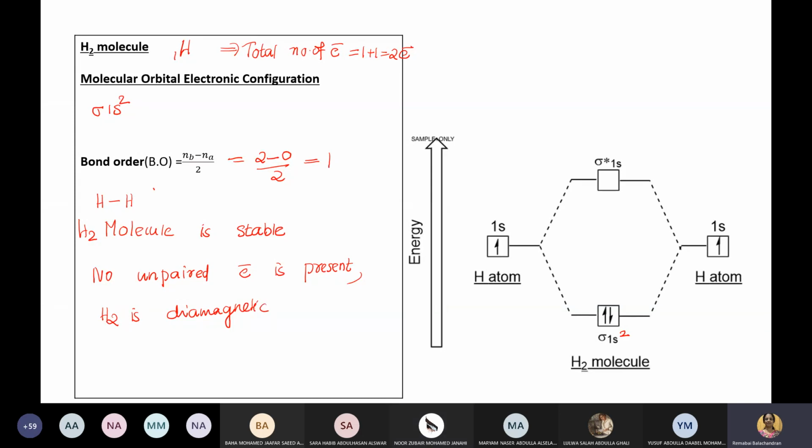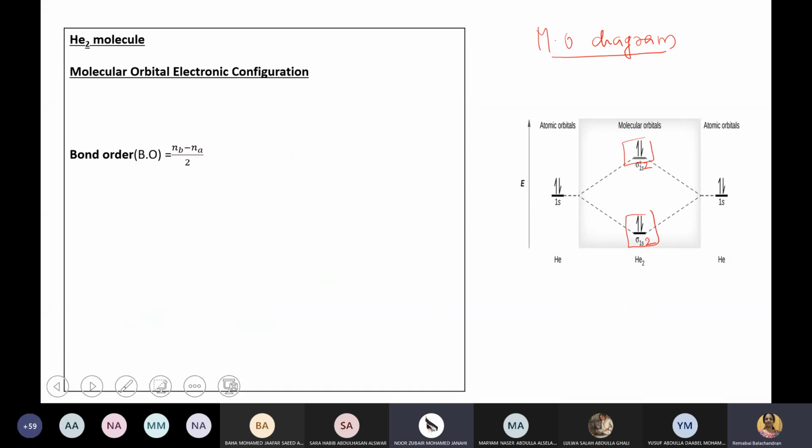H2 molecule is diamagnetic. Okay, now next. He2 molecule. See, my dear students, He2 molecule. You know the atomic number of helium, it's 2. So how many total electrons are there? 2 for each He, so 2 plus 2, 4 electrons.